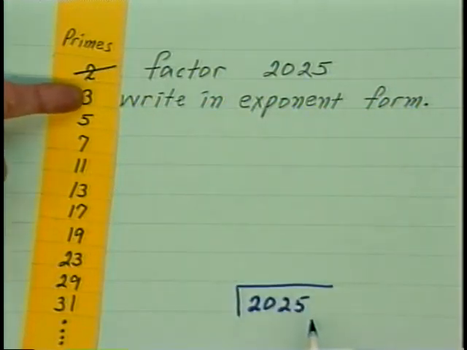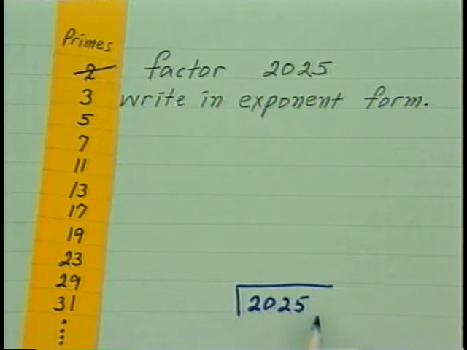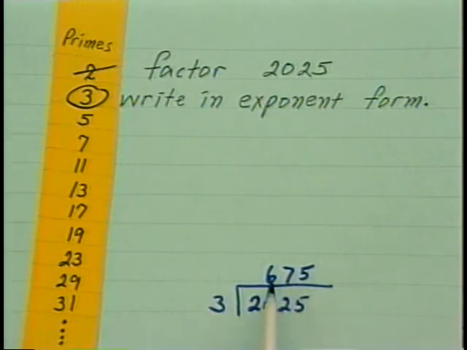And so our divisibility test for 3 was to add the digits. So 2 and 2 is 4 and 5 is 9. If 3 goes into the sum of the digits, it goes into the number 2025. So 3 will go into this number, the prime number 3. So dividing it, we get 675. Then we ask, will 3 still divide the new quotient?